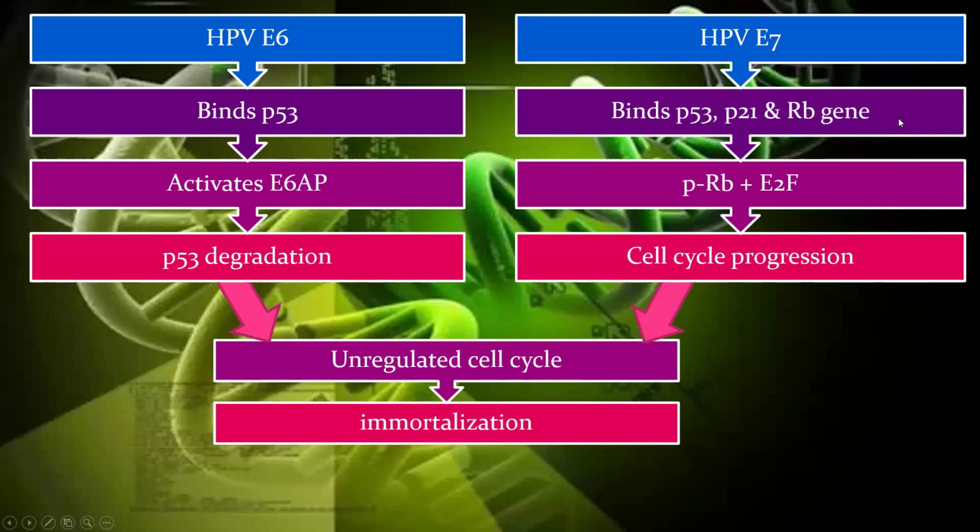There are flow charts about HPV E6 and E7. E6 binds to p53, while E7 binds p21 and the retinoblastoma gene. So E6 leads to p53 degradation and an unregulated cell cycle. Immortalization, that is, cells will not die. Similarly, E7 affects cell cycle regulation. So it all continues and ultimately leads to immortalization.